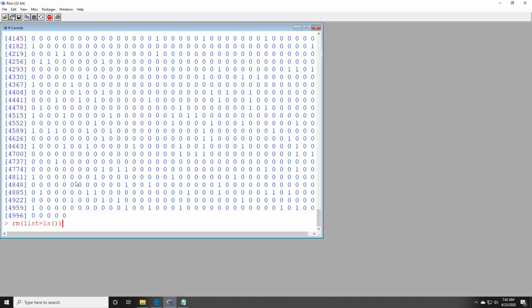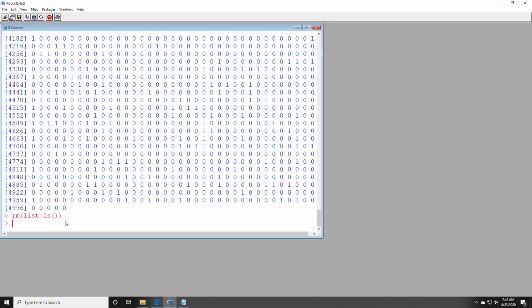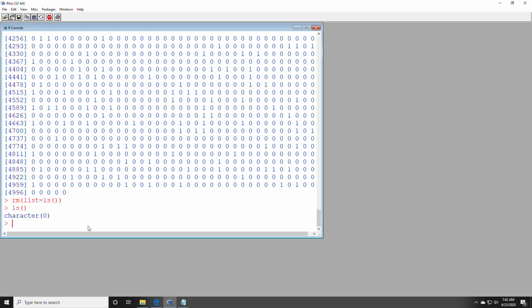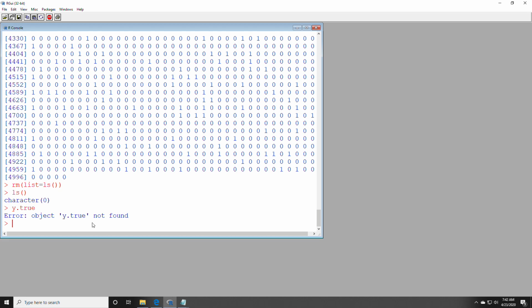And sometimes you might want to remove all of this garbage from being saved kind of in the background of R, and if you put rm for remove, parenthesis list equal ls, parenthesis close parenthesis. Now I don't have anything in the background, right? So like y.true, there's nothing. That way sometimes if you're trying to attach a data set, but maybe one of your previous data sets is the same name as one of your column labels or something, it could cause a problem. But anyway, this may or may not be useful for you, but I just want to go over it.